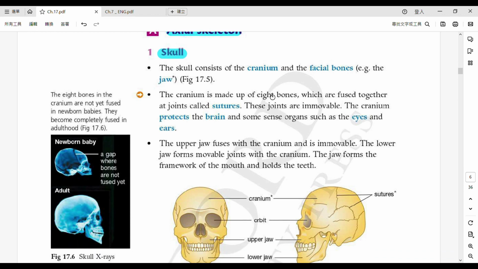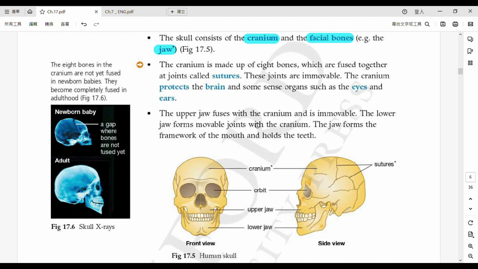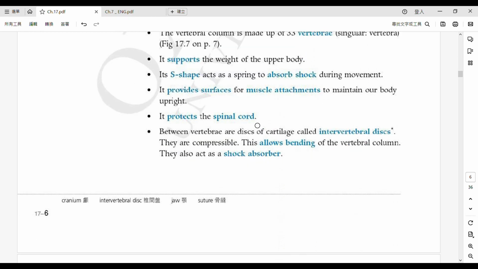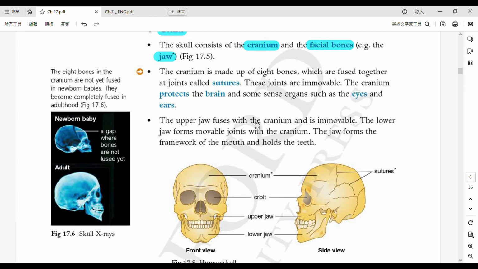The skull consists of 2 things. One of them is the cranium, which we learn about in chapter 16, our 顱骨. And the facial bones. So what does it mean by facial bones? Facial means related to our face. For example, our jaws, the 顎骨.